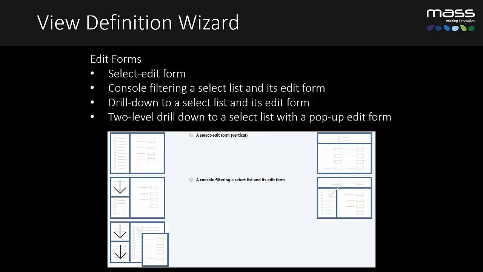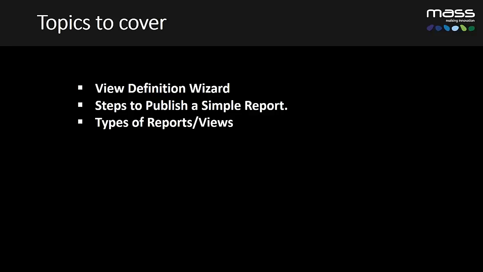And the next is edit forms. So you can select edit form, you can console filtering a select list and its edit form, there's drill down to a select list and its edit form, and two-level drill down to a select list with a pop-up edit form. So the topics that Shivangi will be covering in a bit more detail for now is the view definition wizard as a whole, steps to publish a simple report, and the types of reports and views.